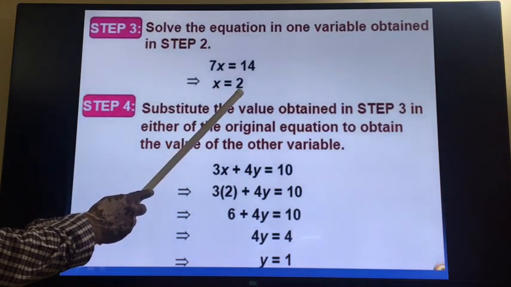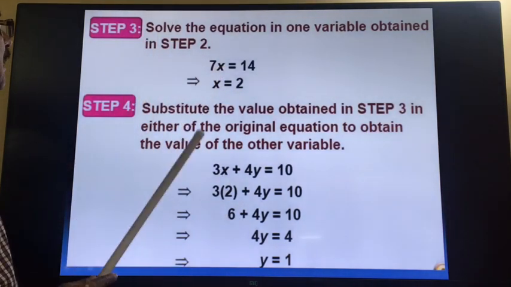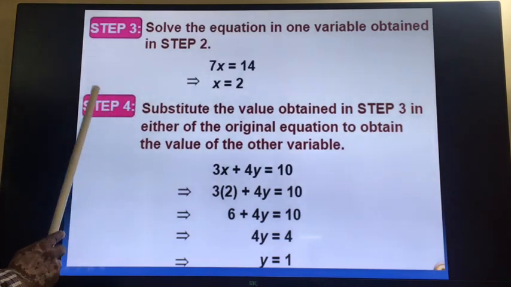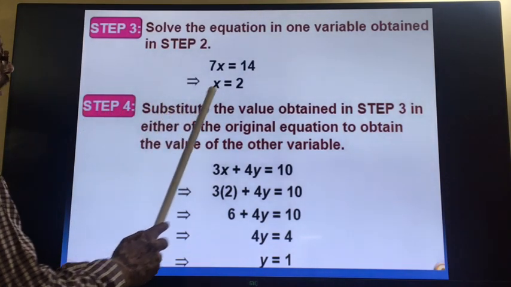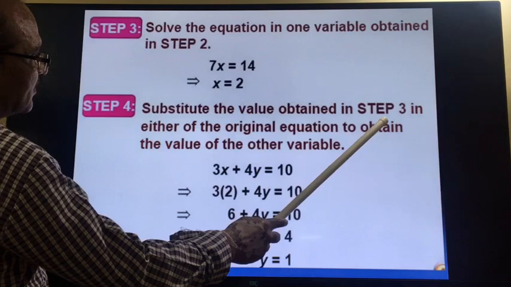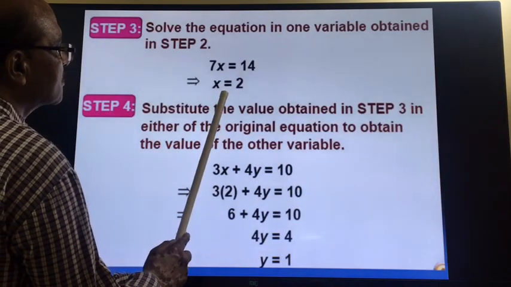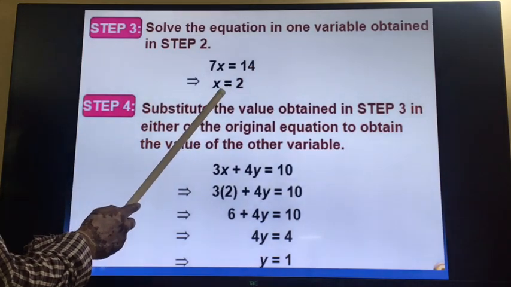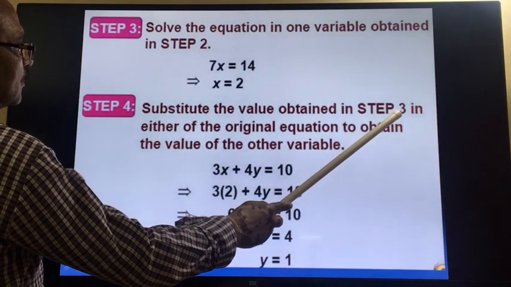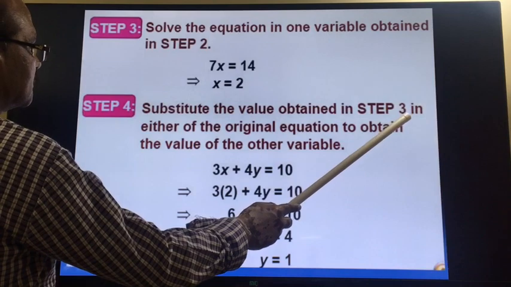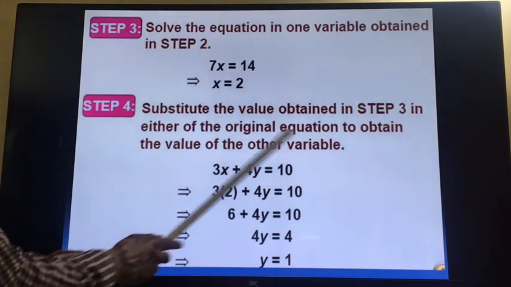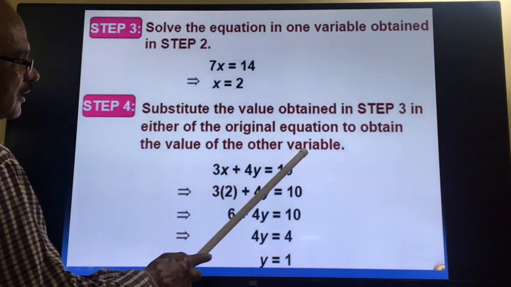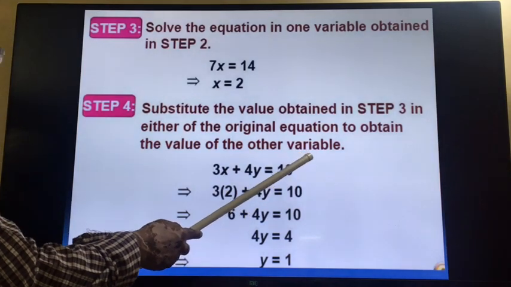After getting x is equal to 2, this was our third step. Then we will follow the fourth step. The fourth step says substitute the value obtained in step number 3. It may be the value of y also, depending upon the equating the coefficient method. So we got x is equal to 2. This value we will substitute either in an original equation to obtain the value of the other variable, or in any other equation we can put it.